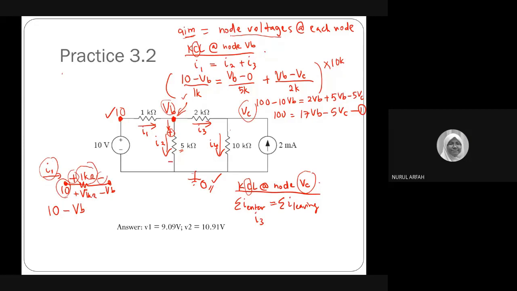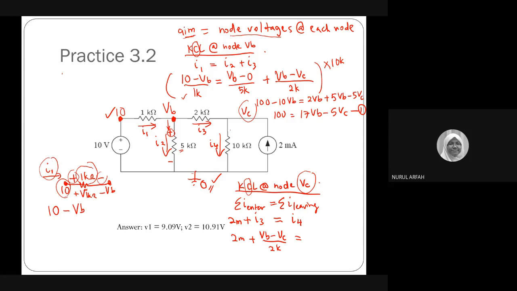Okay, and 2 milli. Yeah, with 2 milli, right? 2 milli here, and then leaving is I4. So this is your equation, but you haven't finished with Ohm's law. So apply Ohm's law there. You have 2 milli plus what is I3? VB minus VC divided by, okay, yeah, good.